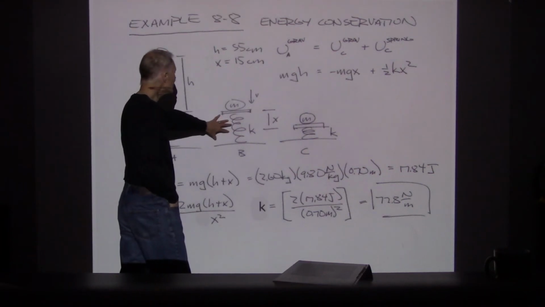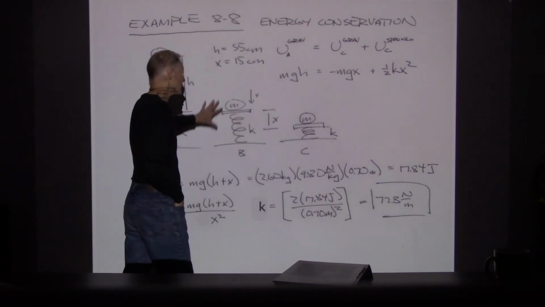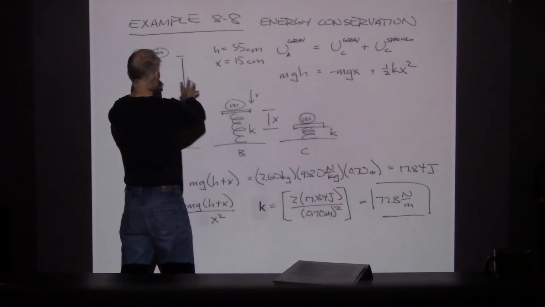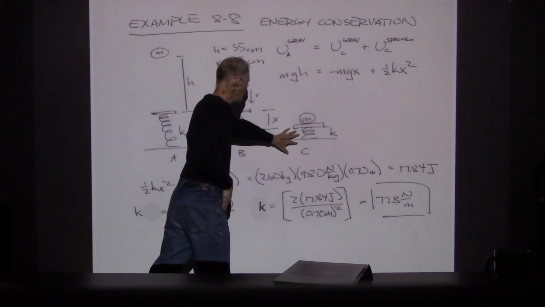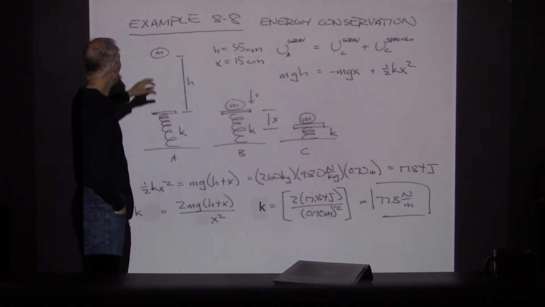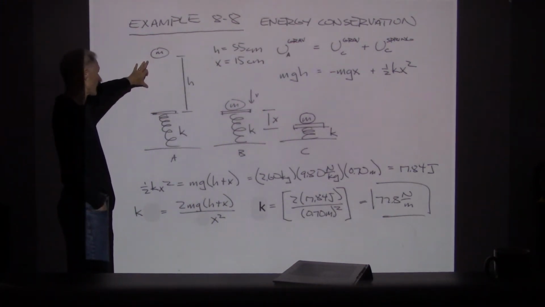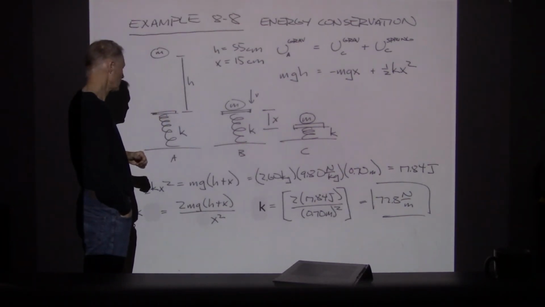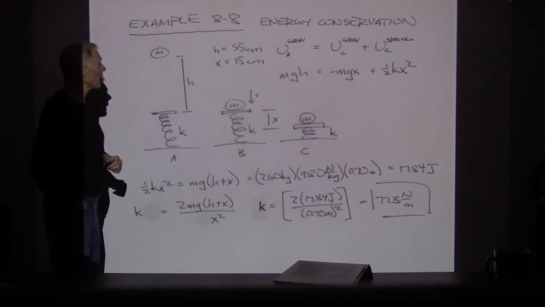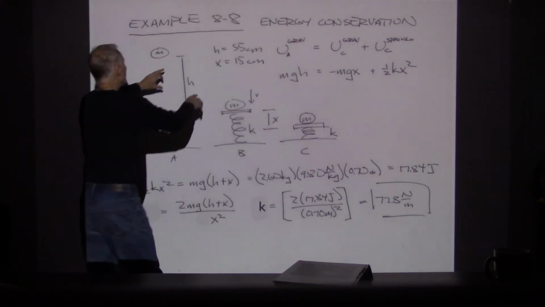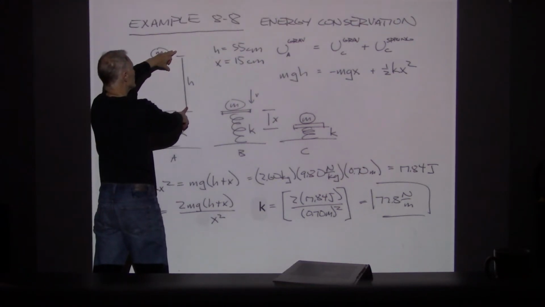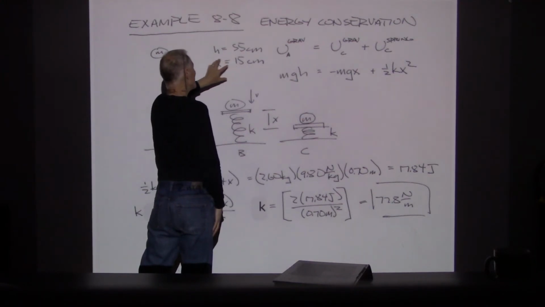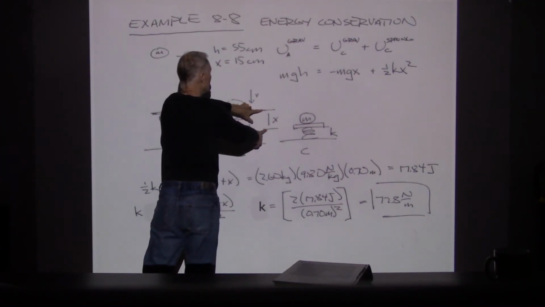Now, I don't need to use picture B. I drew it, I showed what was going on, but I really can work in terms of picture A and picture C. And so let's do that. Picture A, time A, has an H value of, oh, I gotta go back and look at this. Oh, there it is. So there's a 55 centimeter drop here. And then the spring compresses by 15 centimeters. Now I went back and used X for that additional 15 centimeters.